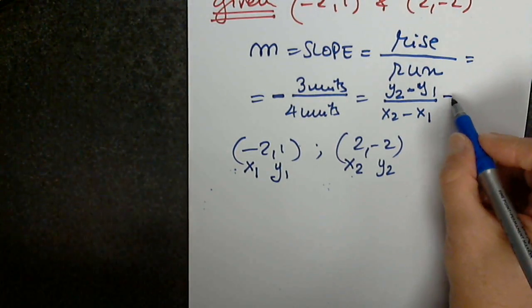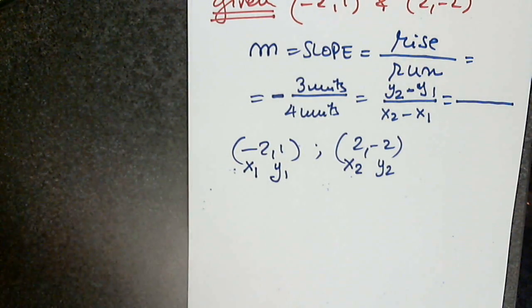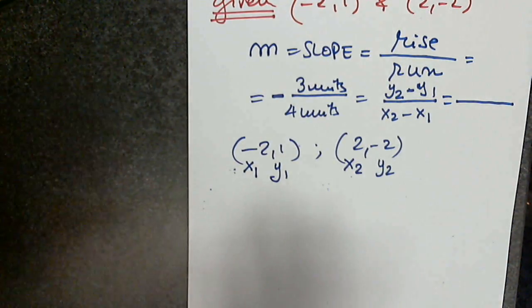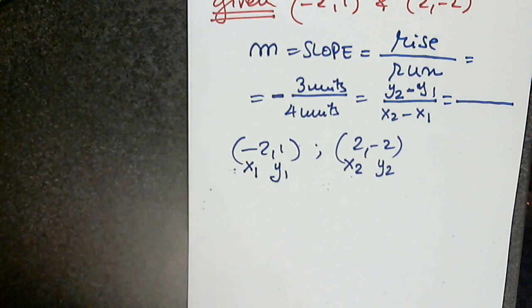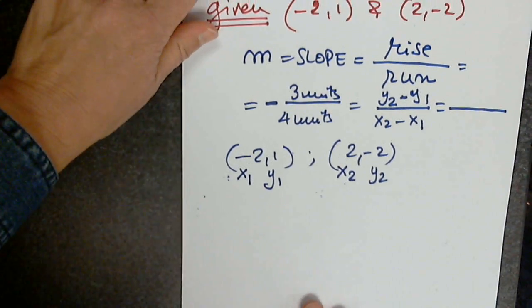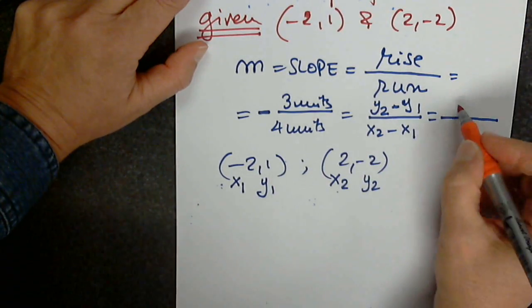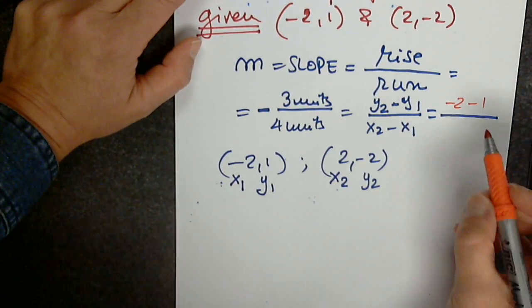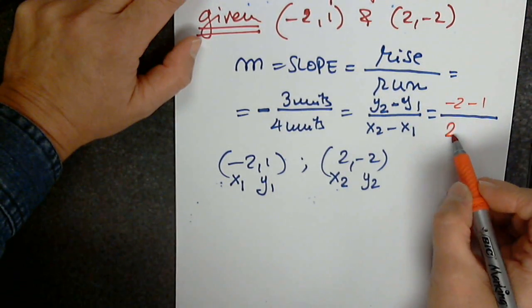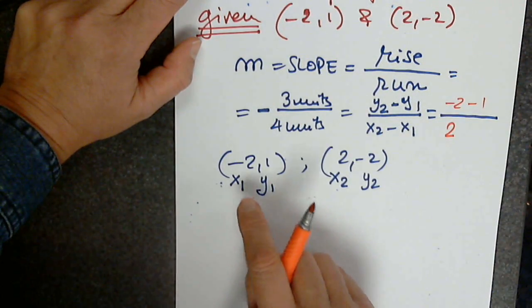So now I would like to use the formula, and I would like you to dictate what I should put in, because I claim that the slope is negative 3/4. So I'm using the formula. What would you tell me to put in? So the negative 2 minus 1, so y2 minus y1, over 2 minus negative 2. What is minus negative 2?